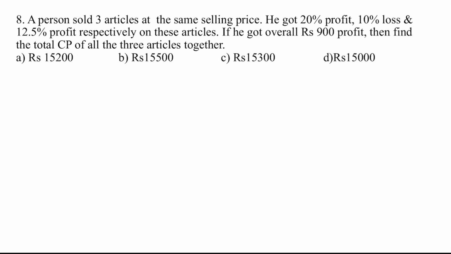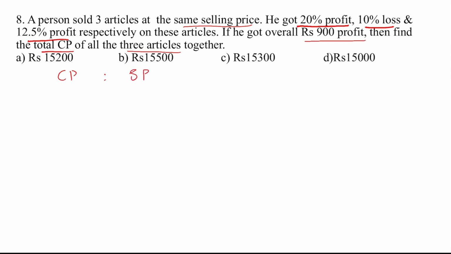Next one. A person sold 3 articles at same selling price. Selling price is same. He got 20% profit, 10% loss and 12.5% profit respectively on these articles. If he got overall 900 rupees as profit, then find total cost price of all the 3 articles. Now let us see cost price is to selling price.